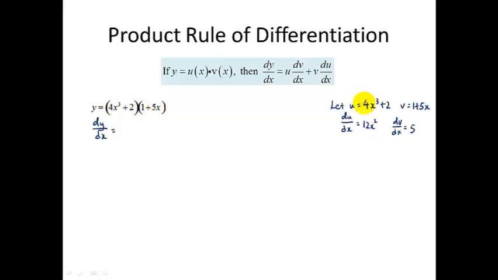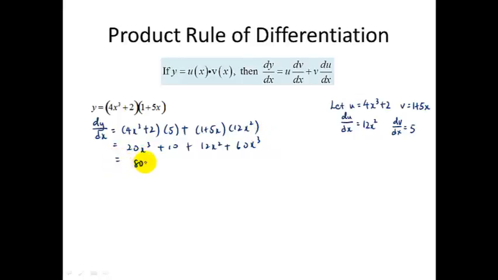Applying the formula, u times dv/dx plus v times du/dx. I'm going to expand everything here, and then I'm going to tidy things up. Simplifying, this is what I have.